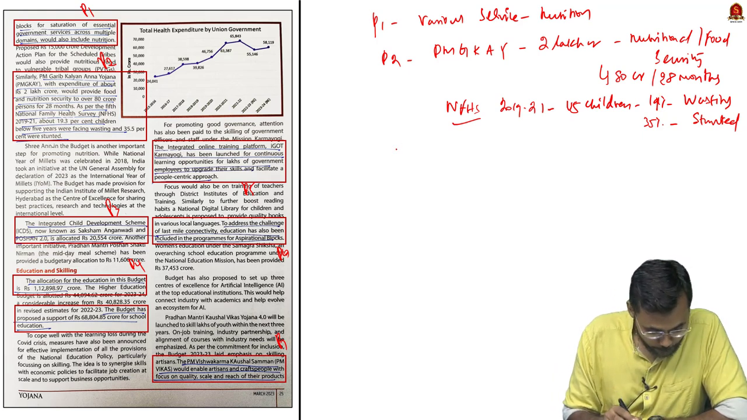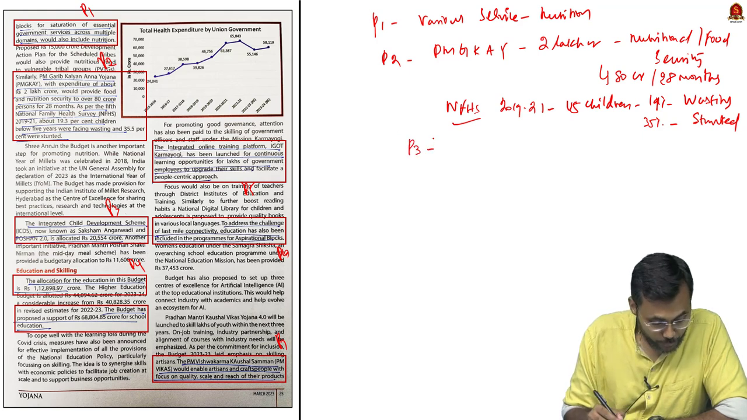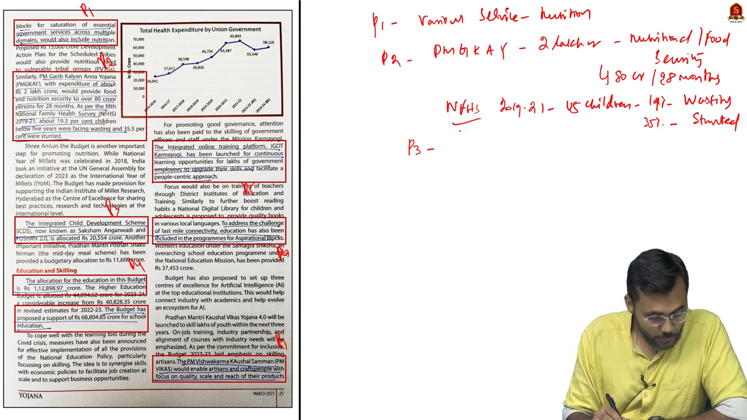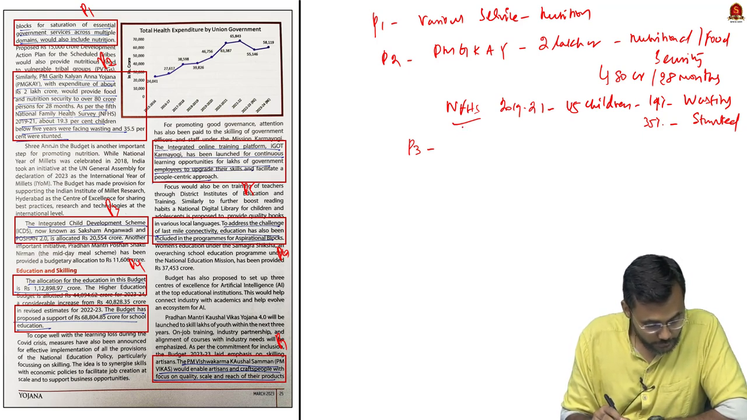So that's paragraph 2. And paragraph 3 speaks about their focus on improving nutrition. Right now the Integrated Child Development Scheme is called Poshan 2.0, and a sum of 20,000 crore is being allocated.